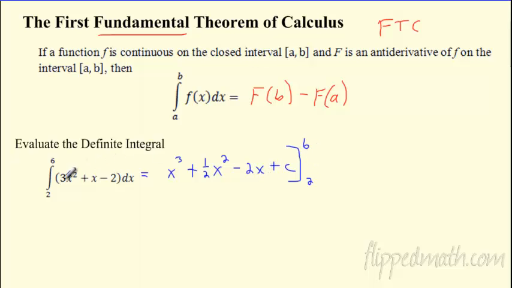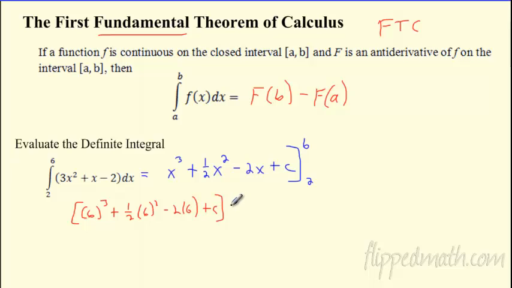So I want the f of b. So remember, it's from a to b. So I'm going to put 6 in there. So really, I'm looking at what? I always use brackets for this part. I'm going to say it's 6 cubed, put it in for x, plus 1/2 6 squared, minus 2 times the 6, plus some constant that I don't really know what that is.